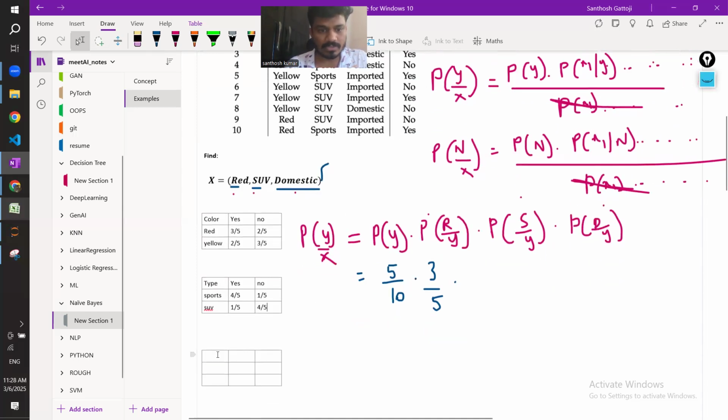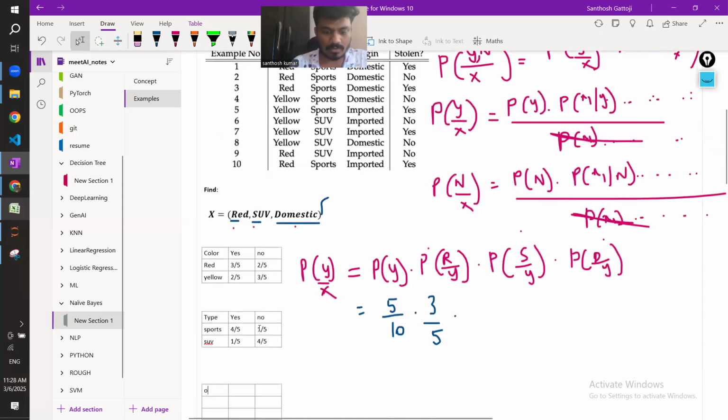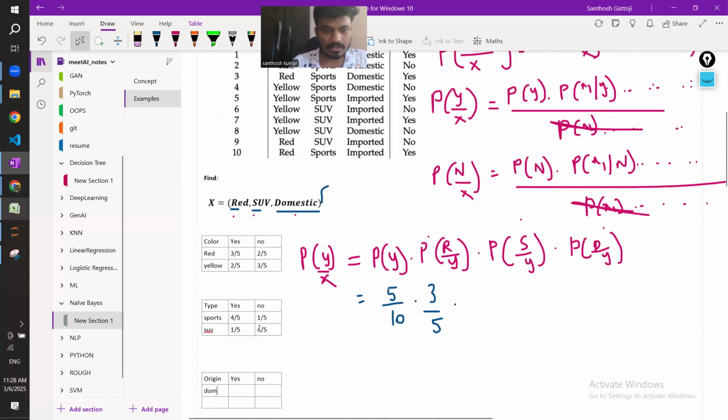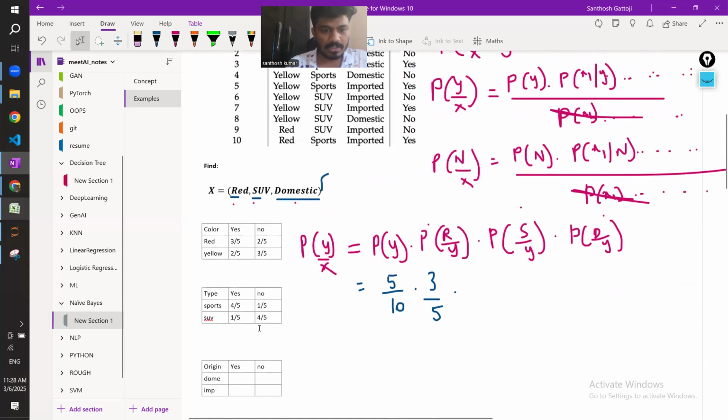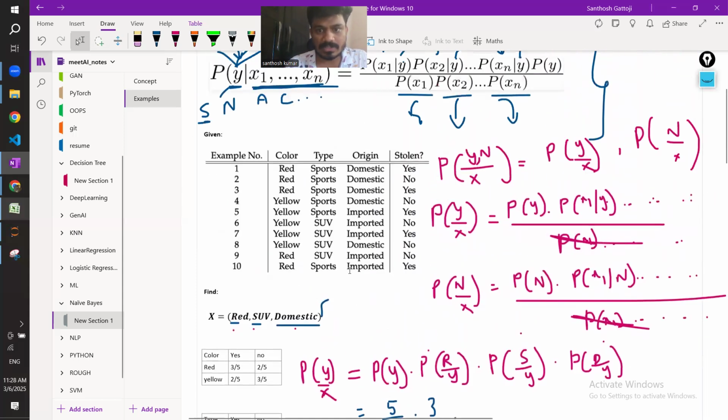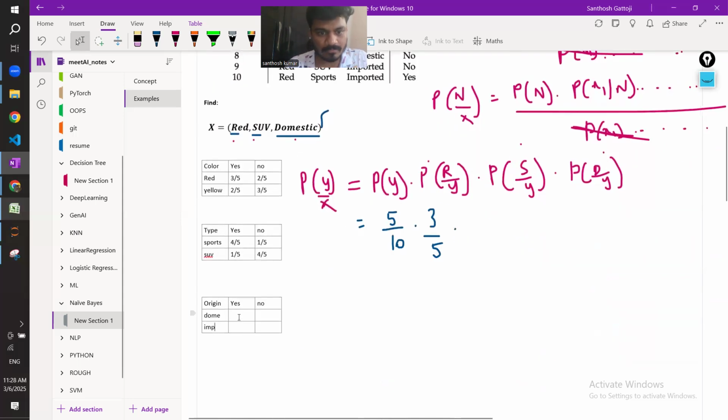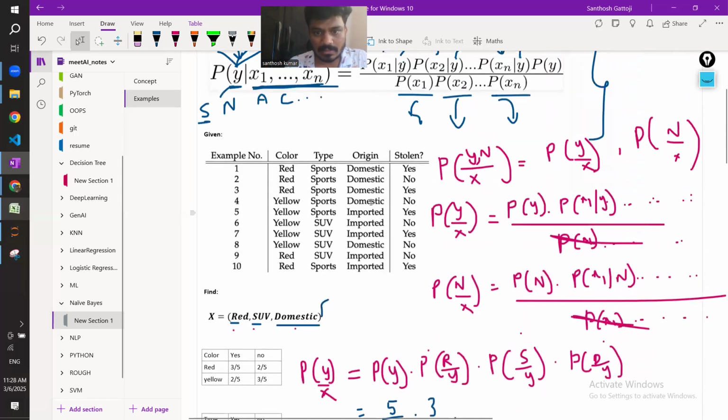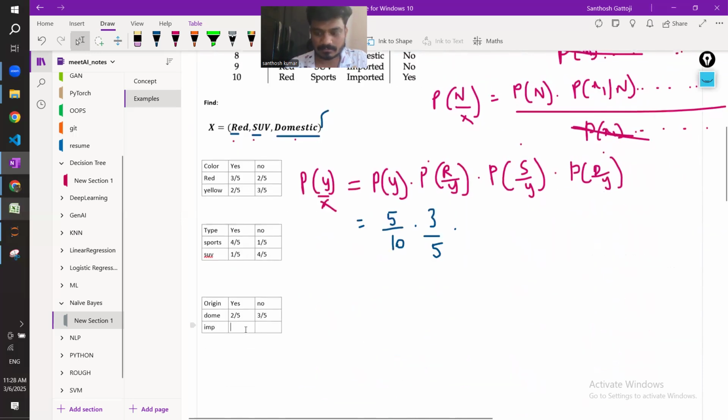Okay. Fine. So let's do it for origin also. Origin yes, origin no. Origin is domestic and imported. Domestic, yes: there are only 2, so 2 by 5. Domestic, no: this will become 3 by 5. And imported: yes is 3 by 5, no is 2 by 5. Okay, now we got this.